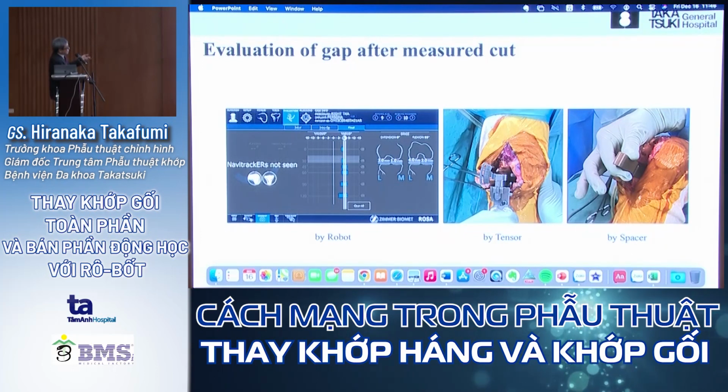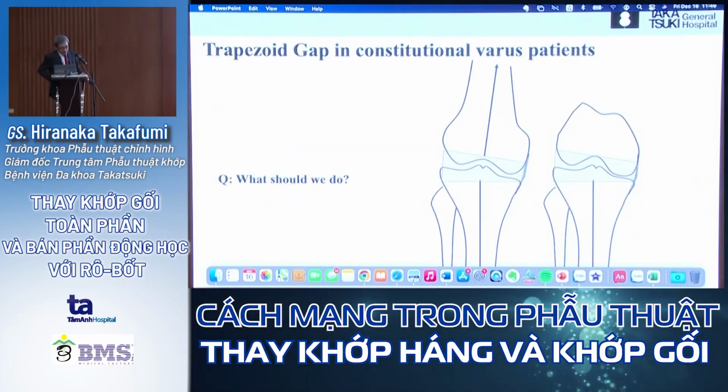So this laxity is measured by robot or tensor device or spacer. If in this situation, so there are 3 options. In the most, it's similar to the mechanical alignment. If we cut the tibia and the femur, for example, perpendicular to the mechanical axis, this gap space should be trapezoidal, like not parallel. What should we do next?